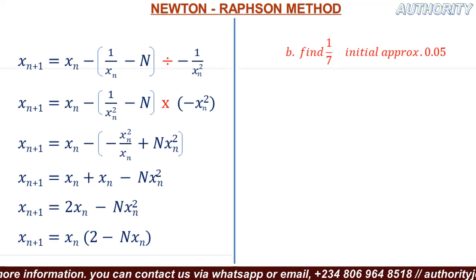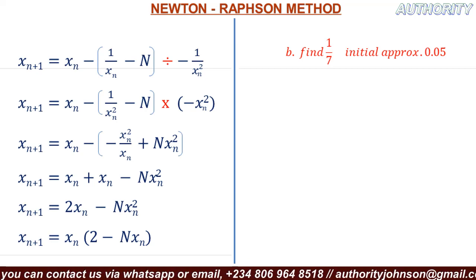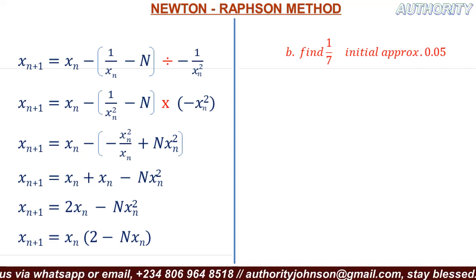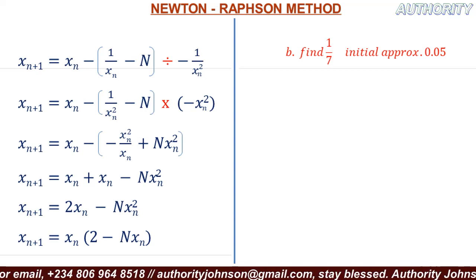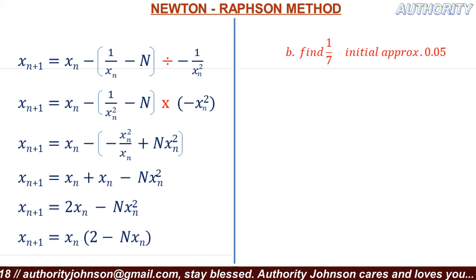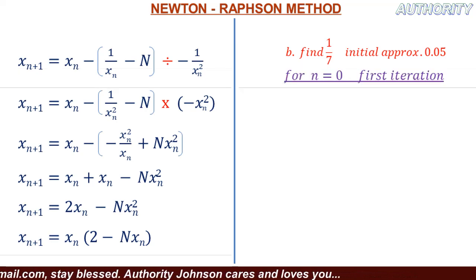We have the B part: hence compute or find the inverse of 7, or we simply say 1 over 7, using the initial approximation 0.05. So here we have xn plus 1 is equal to xn open bracket 2 minus n xn. In Newton-Raphson, the iteration starts with n equal to 0. The first iteration starts with n equal to 0.